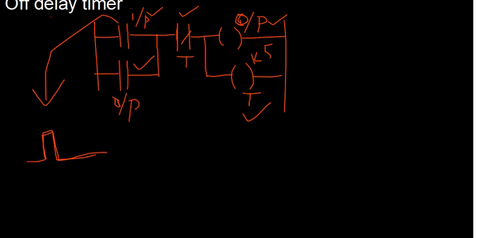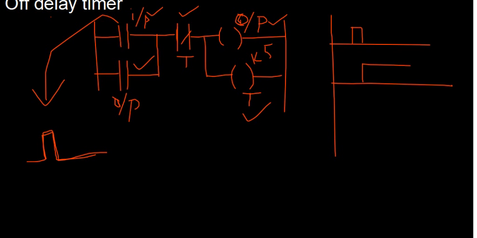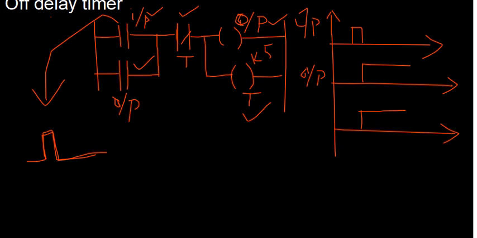It is like this. Now you can see here, this is the input and this is your output, and here you have the timer. The moment the timer stops here, the output is also going to stop here. So this is the nature of the output that you are going to get here. So this is the timer coil.